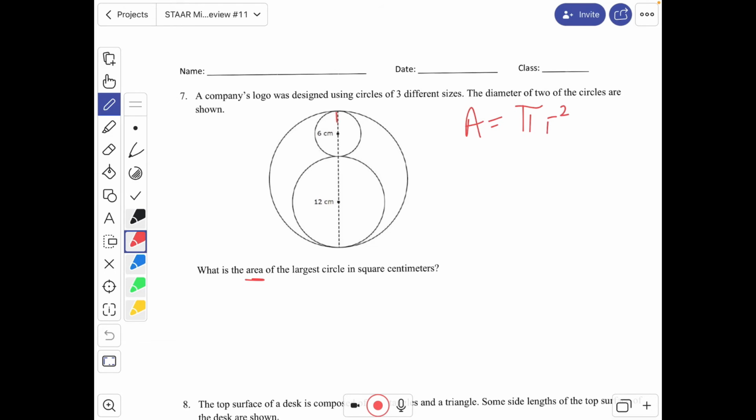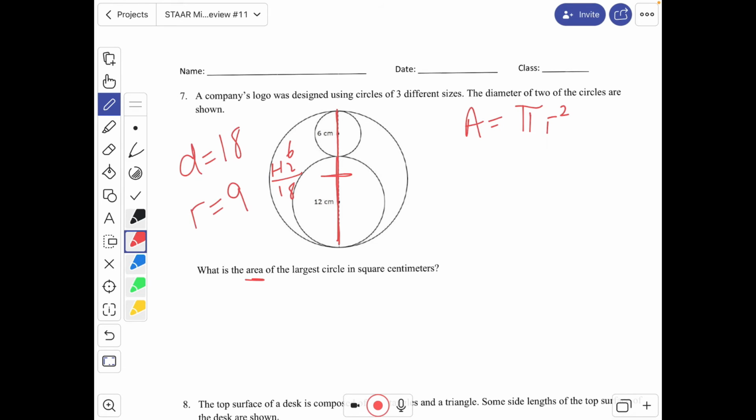Okay, well they told us this one is 6 and this one is 12. If we put both of those together, we'll have the diameter for the big circle. So 6 plus 12 makes 18. To find the radius, we only want half. So half of 18 is 9. Then we can plug that into our formula.